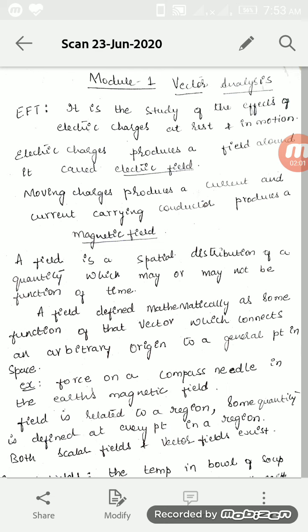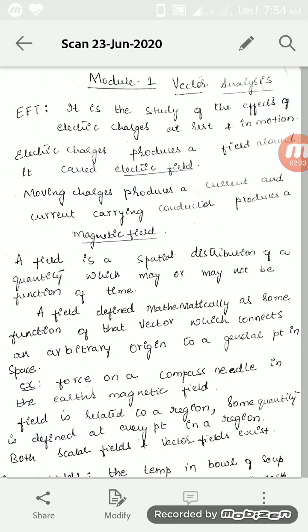Electromagnetics is also a branch of physics or electrical engineering in which electric and magnetic phenomena are studied. Before going to the applications, we'll see what a field is. A field is a spatial distribution of a quantity which may or may not be a function of time. At the start, in all our modules we will take it as not a function of time, and in the fifth module we will take it as a function of time. This is how we are studying in this syllabus.